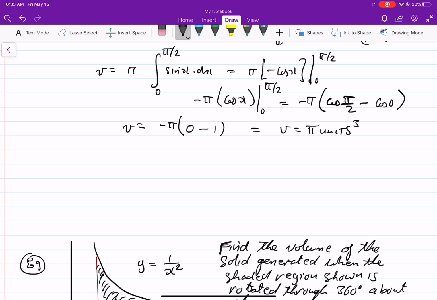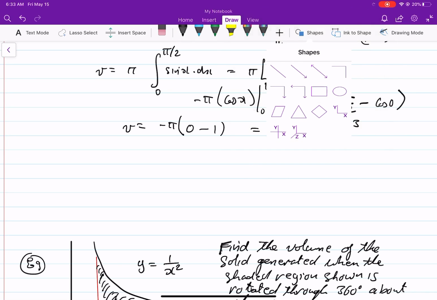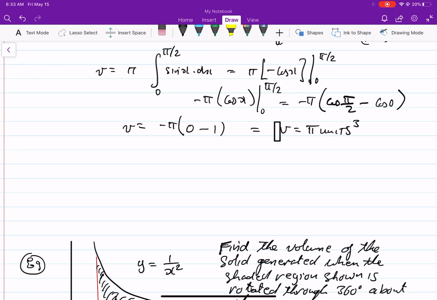And you can leave your answer in terms of pi. You can always leave your answer in terms of pi, not a problem, unless they tell you otherwise. That's the volume. Let's look at the next one.